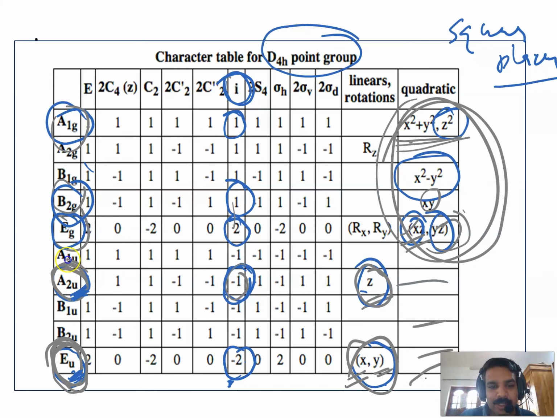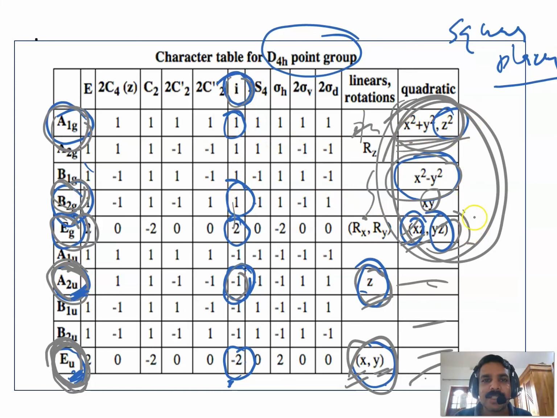So IR active vibrations cannot be Raman active, and these Raman active vibrations cannot be IR active, because these xz, yz, x square, y square, etc. cannot be the same as that of x, y, z. The x, y, z cannot come here because the character of i for x, y, z is minus 1, while for x square, y square, z square, etc. the character is plus 1. So they cannot match each other. Therefore, they are complementary.